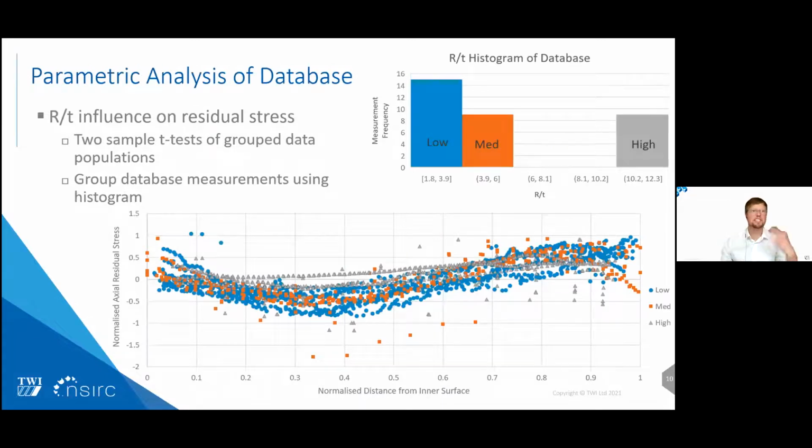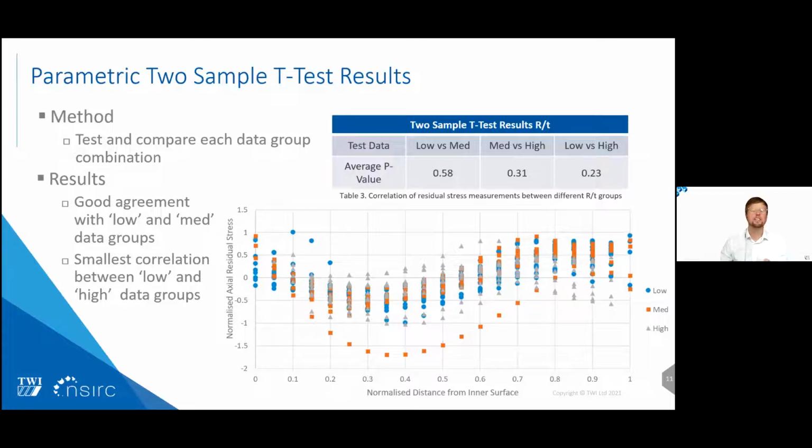So using this analysis, we're investigating R/T here. What I've done is compartmentalize each of the data sets from the database into low, medium, and high R/T values, and compared them against each other using the two-sample t-test to show whether these data sets are correlated. As you can see, there's quite a big gap between the low, medium, and the high. The data shows good correlation between the low and medium data groups, which is quite obvious because they're quite similar. But as you compare them with the higher data groups, the correlation is much, much lower.